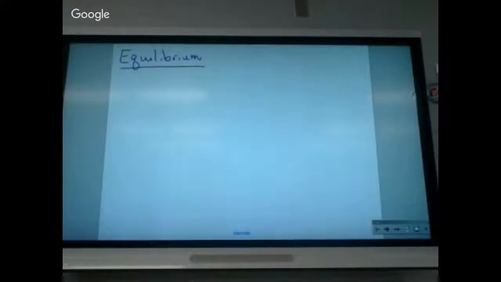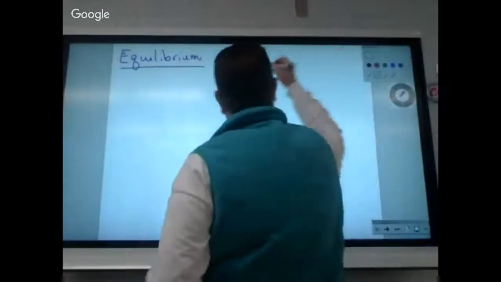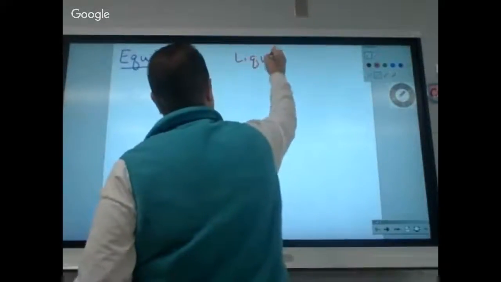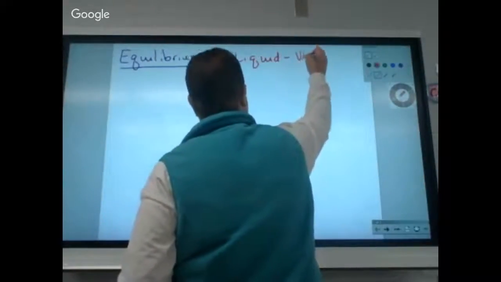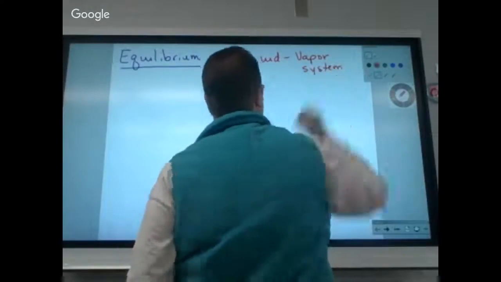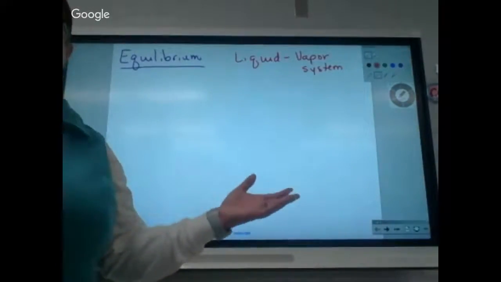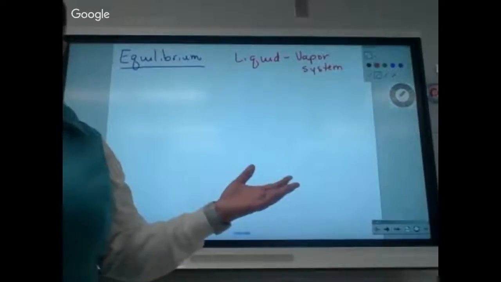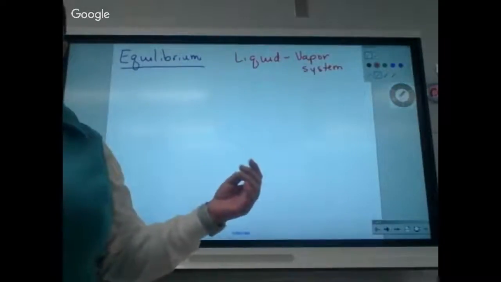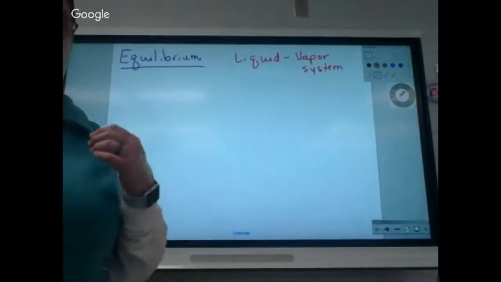Now, when we do equilibrium, we're going to focus on only one thing. The state wants you to be able to analyze a liquid-vapor system. So we're going to talk about what a liquid and a gas do. A liquid changes into a vapor. What phase change is that?